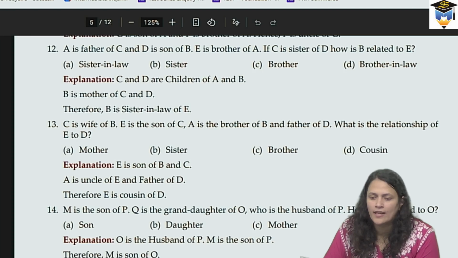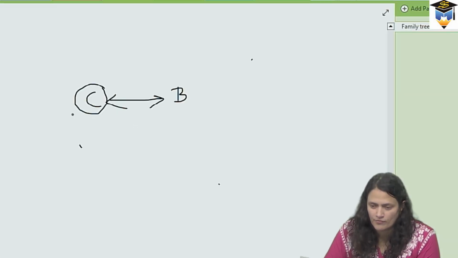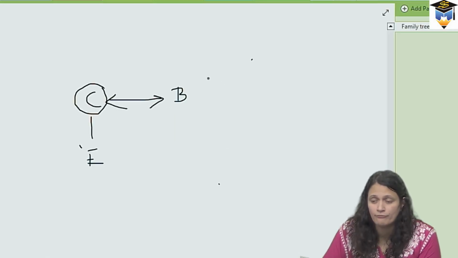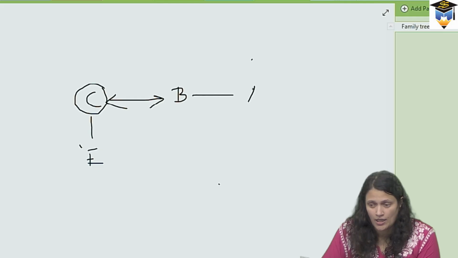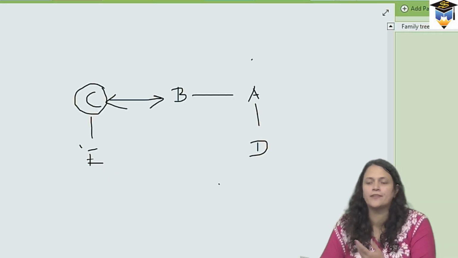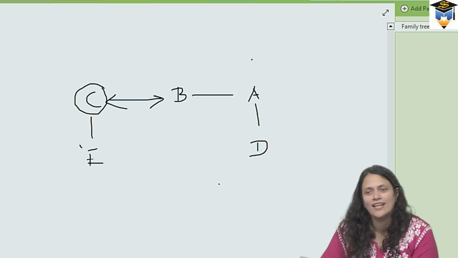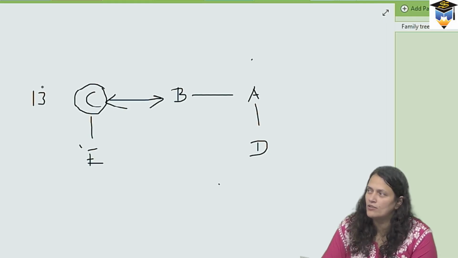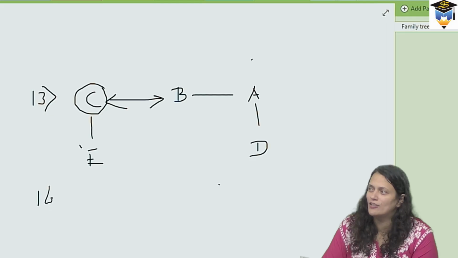हा, नाव E is the son of C. आणि A is the brother of B and father of D. So A is the brother of B and father of D. आणि what is the relationship between E and D? Cousins. Correct. Perfect. Good. This is sum number 13 from the module. Solved example from the module. Now the 14th one.